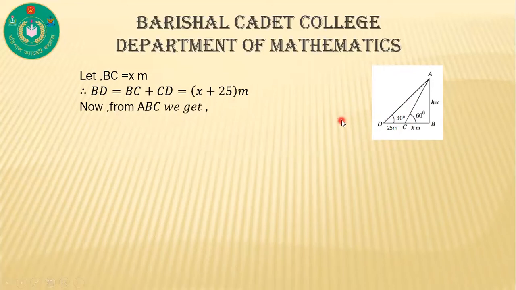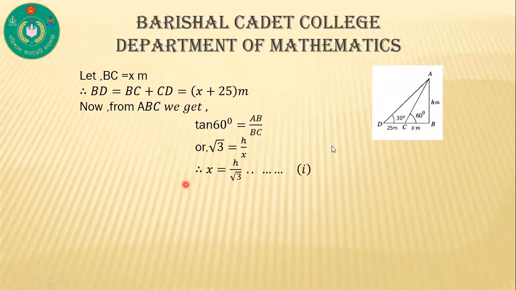Now from triangle ABC, here we consider this angle. So we can write tan theta is equal to perpendicular by base. Here perpendicular AB and base BC. So tan 60 degree is equal to AB by BC. Now putting the value, tan 60 degree is equal to root 3 and AB is equal to h and BC is equal to x. Therefore, x is equal to h by root 3.